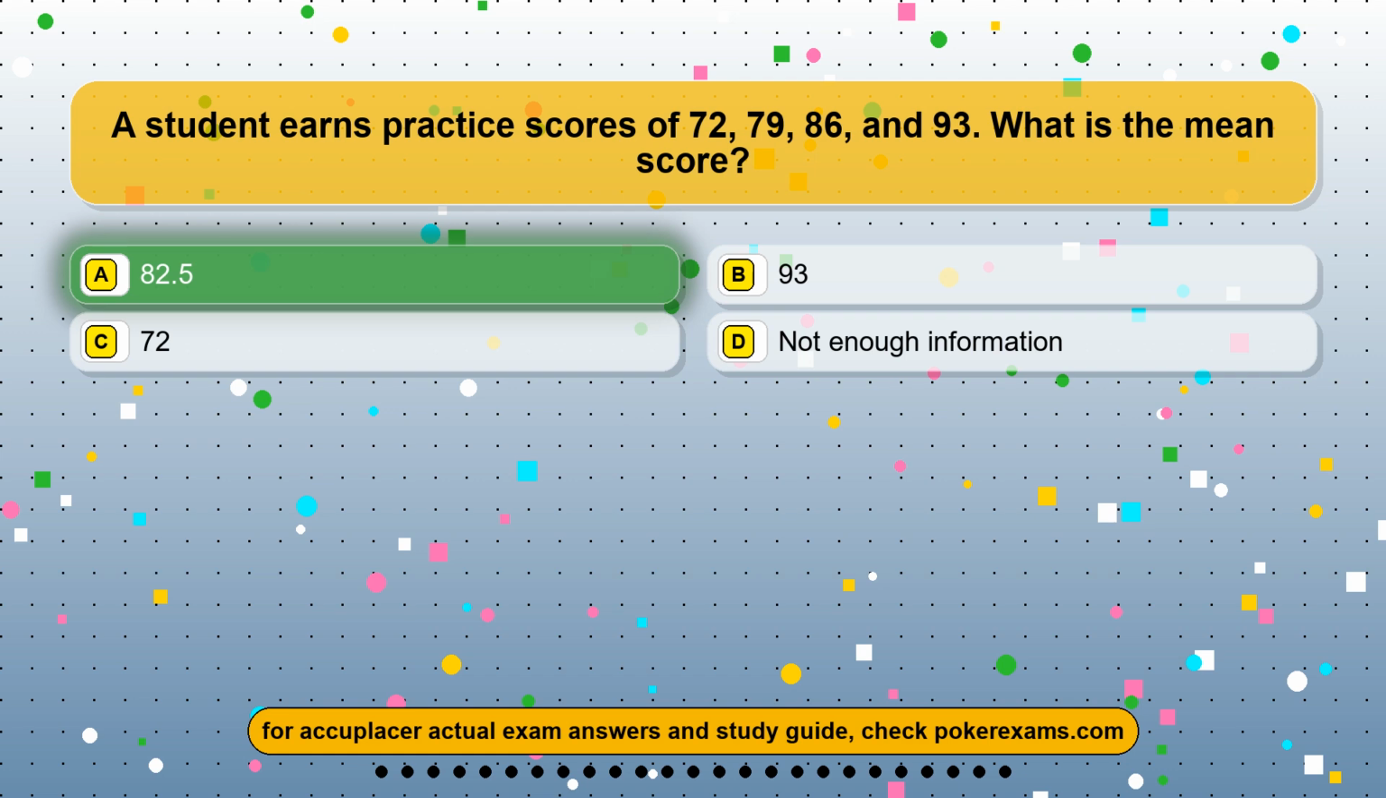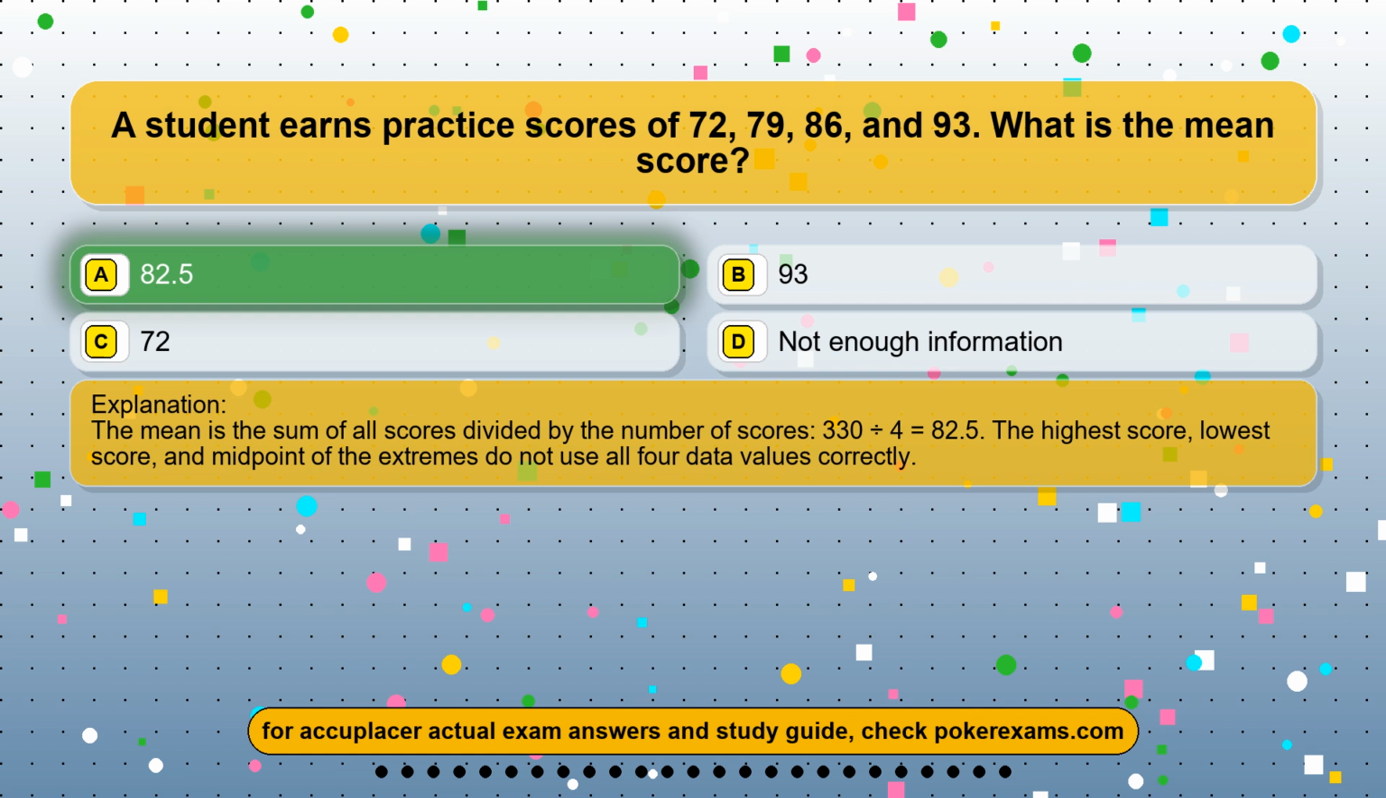The correct answer is option A, 82.5. The mean is the sum of all scores divided by the number of scores. 330 divided by 4 equals 82.5. The highest score, lowest score, and midpoint of the extremes do not use all 4 data values correctly.